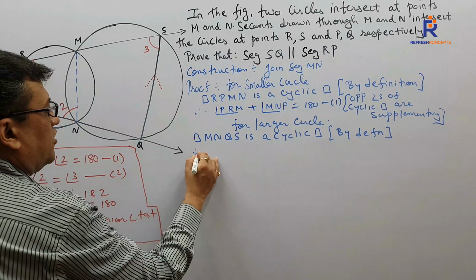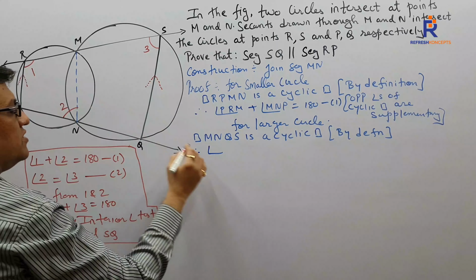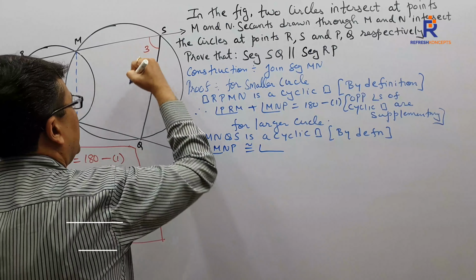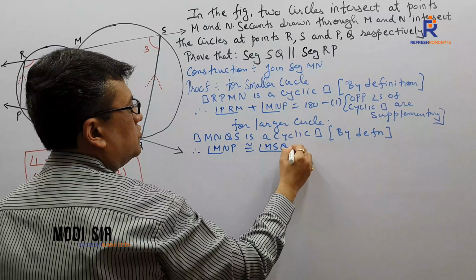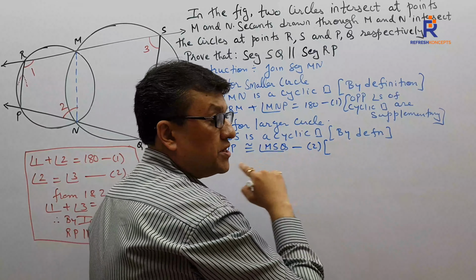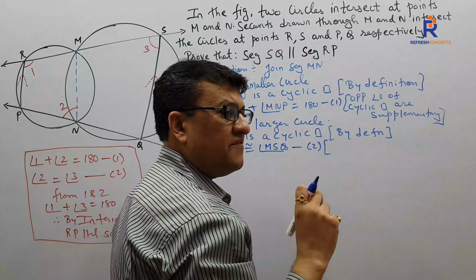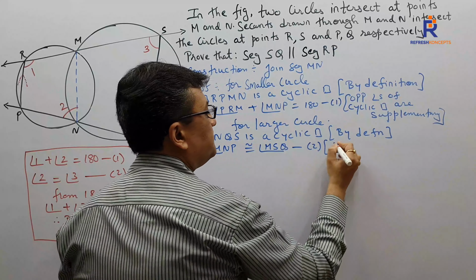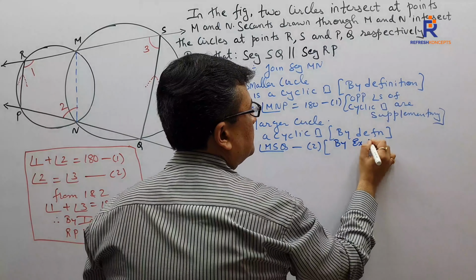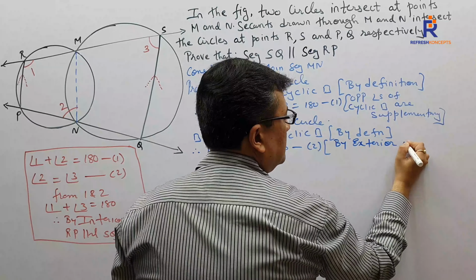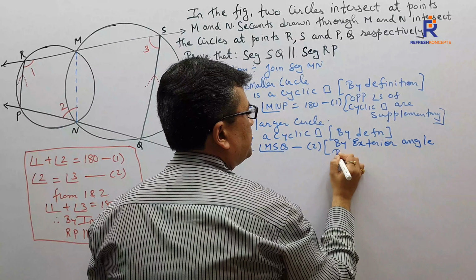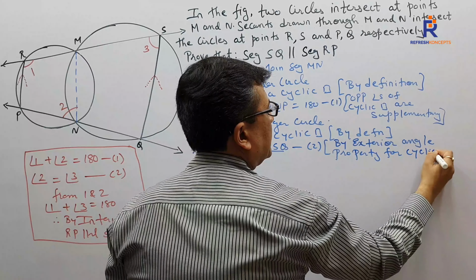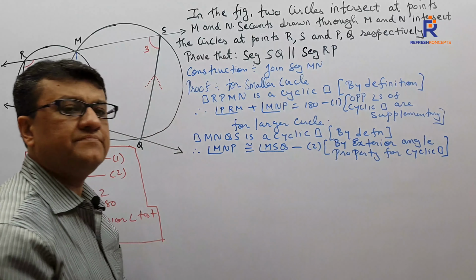Can I say, therefore, angle 2 congruent to angle 3. So, what is angle 2? Angle MNP congruent to angle MSQ, equation number 2. You can write down the entire theorem. I feel by exterior angle property for cyclic quadrilateral should work out very fine for you. By exterior angle property for cyclic quadrilateral. This is absolutely fine.